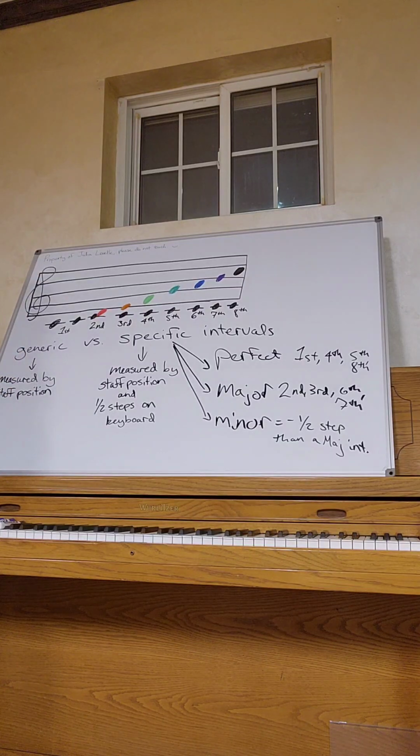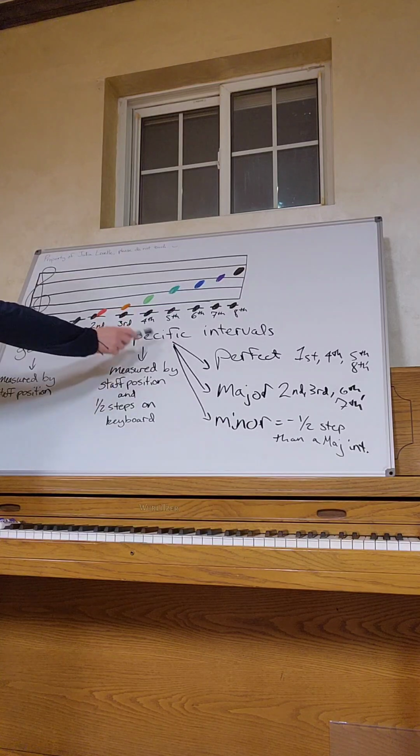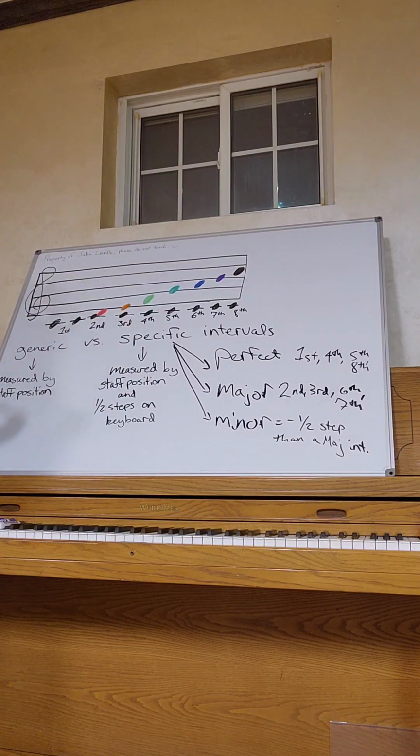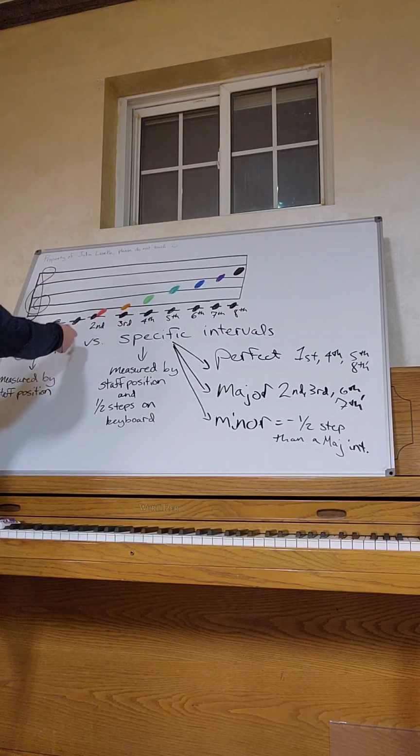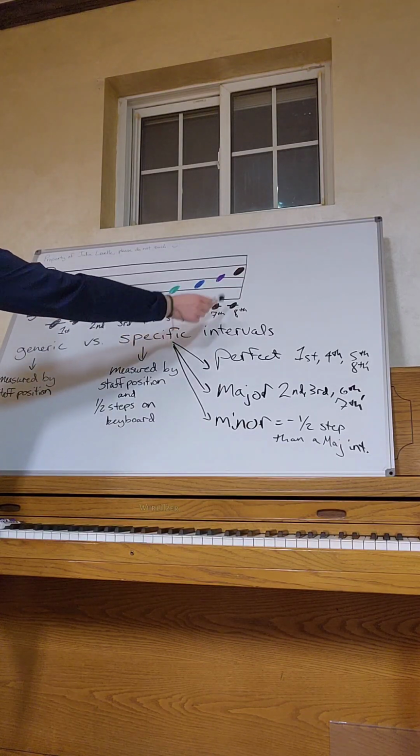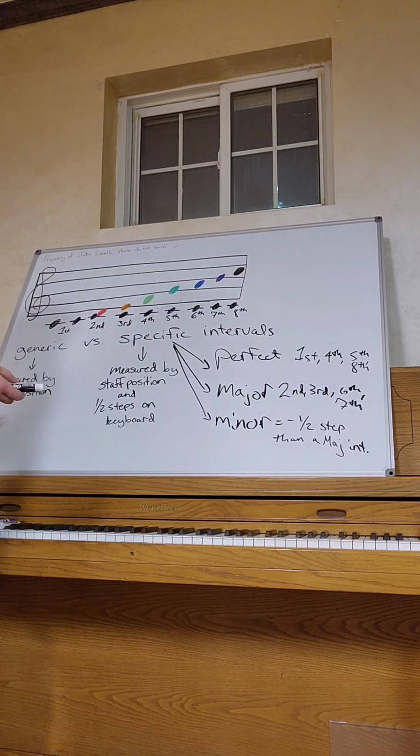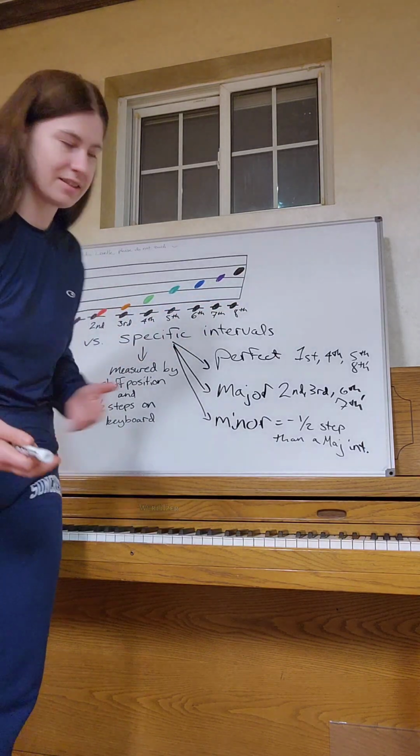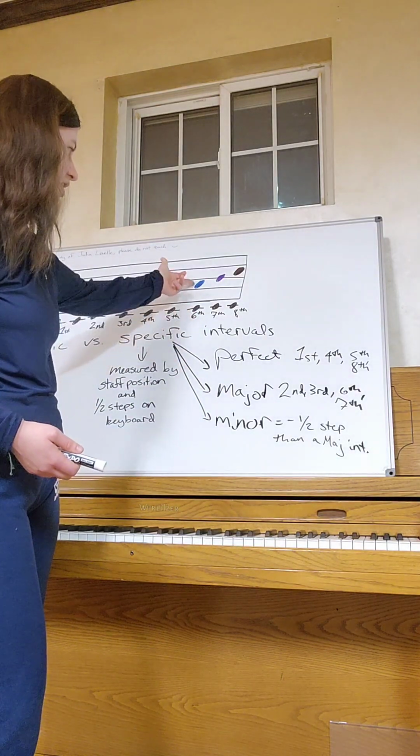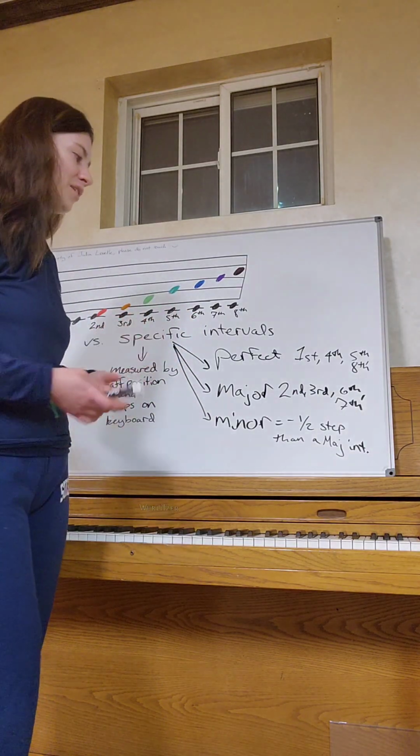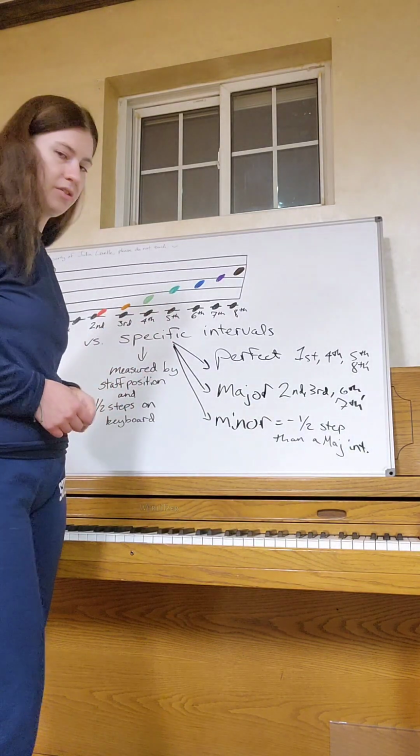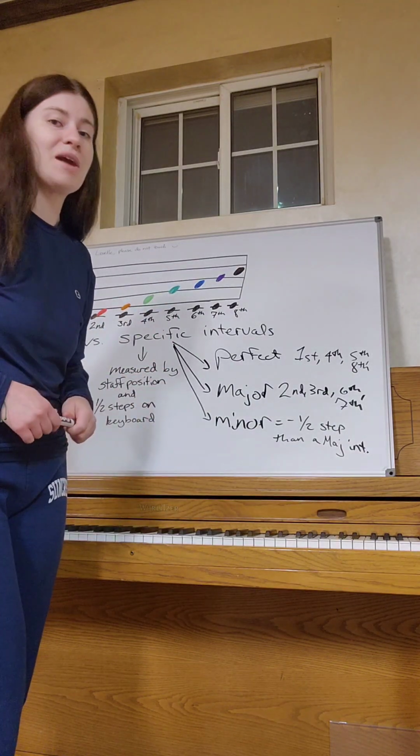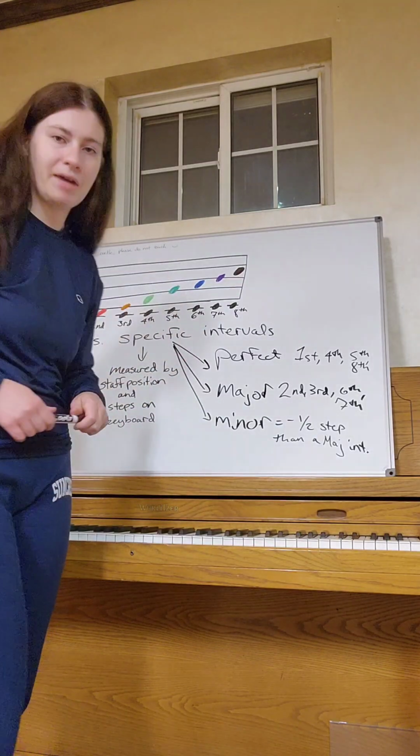Let's see the other type of interval, specific intervals. These are measured both by staff position and in half steps on the keyboard. So we have here a first, a second, a third, a fourth, a fifth, a sixth, a seventh, and an eighth. Well, what type of sixth is middle C to A? Because it's a natural, it's a major sixth. If we're in A flat, it would be a minor sixth.